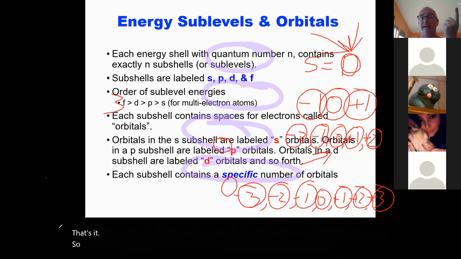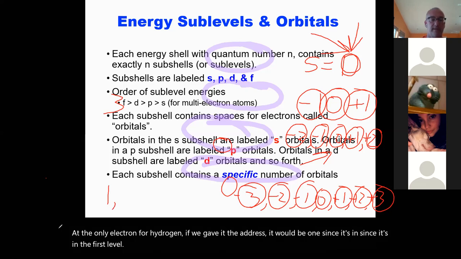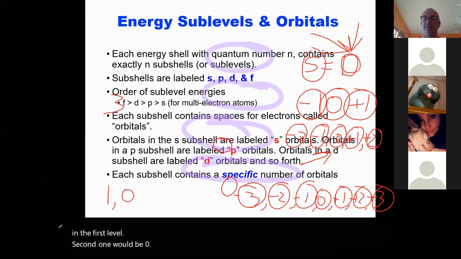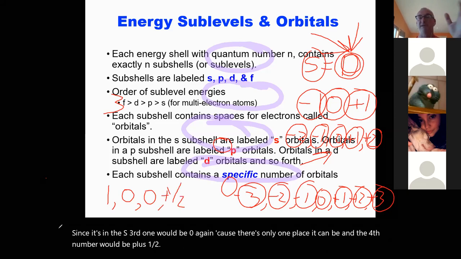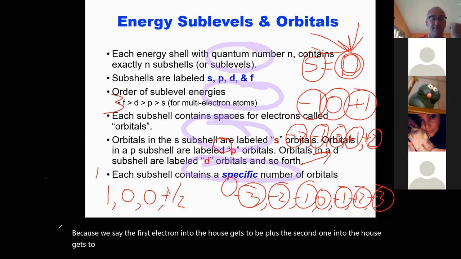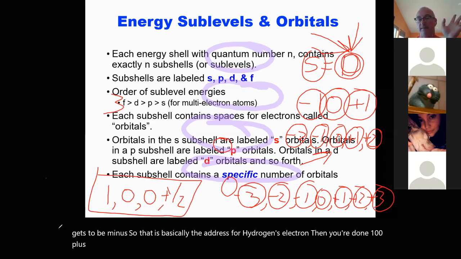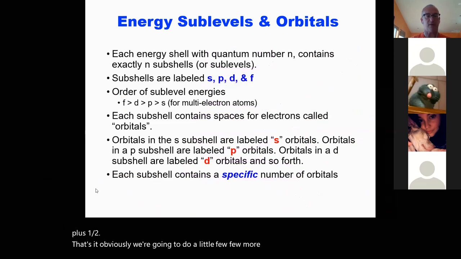So, for instance, if we looked at the only electron for hydrogen, if we gave it the address, the first number would be 1 since it's in the first level. The second one would be 0 since it's in the S. The third one would be 0 again because there's only one place it can be. And the fourth number would be +1/2, because we say the first electron into the house gets to be plus, and the second one into the house gets to be minus. So that is basically the address for hydrogen's electron. Then you're done. 1, 0, 0, +1/2. That's it. Okay? And obviously we're going to do a few more of these to show you how it works.